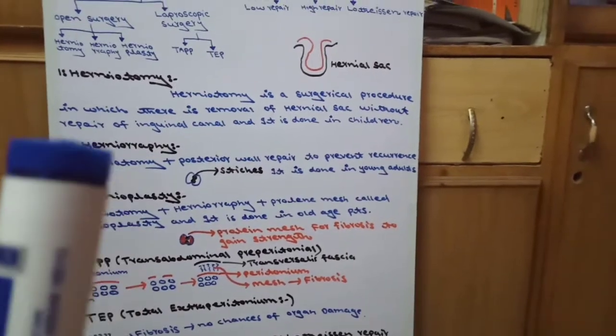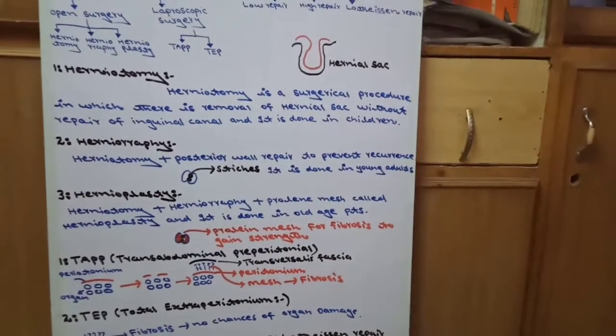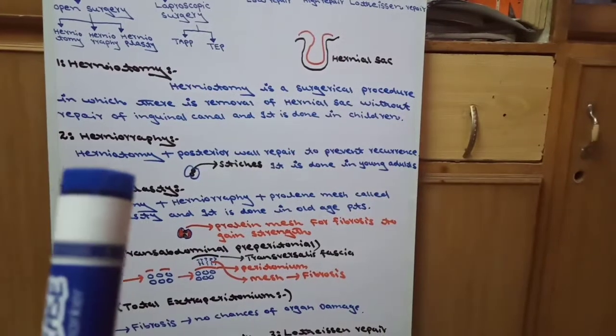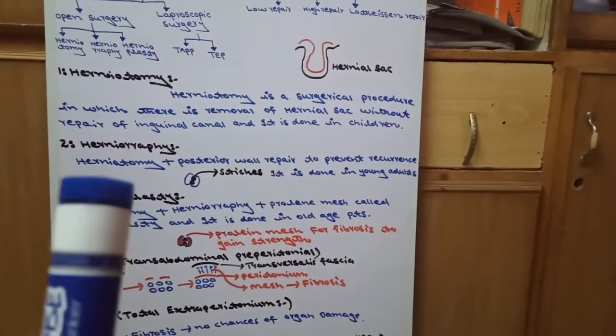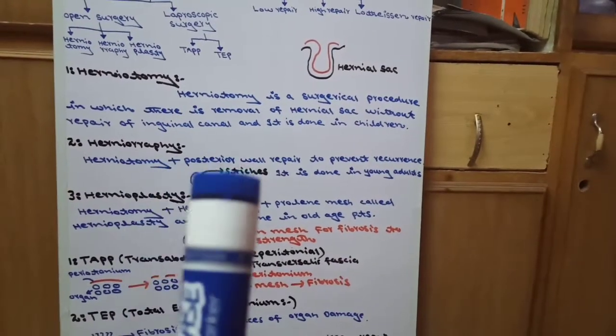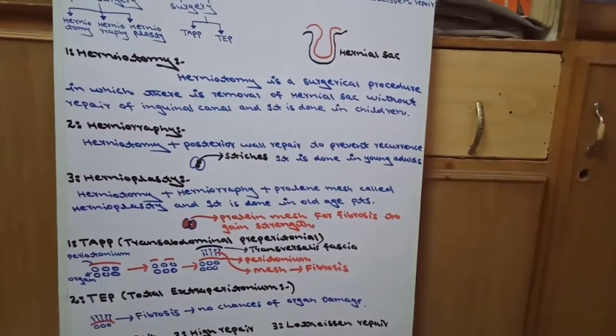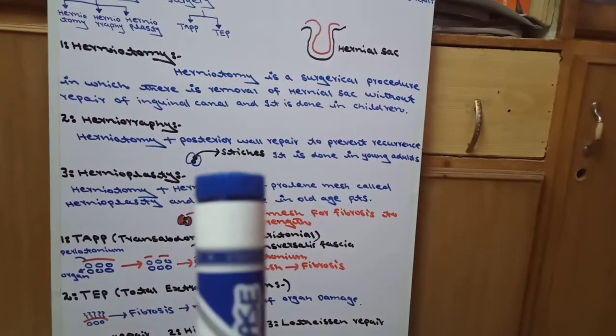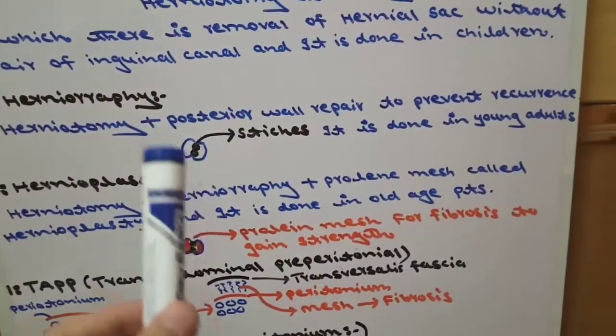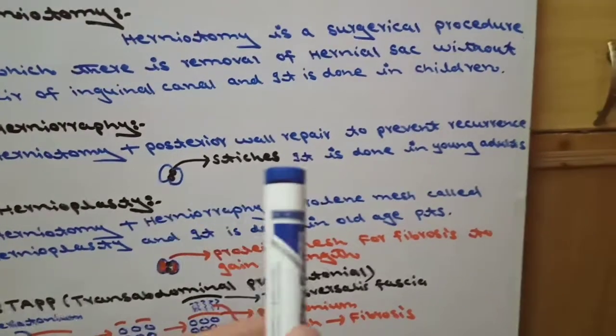In herniorrhaphy, we first do herniotomy, meaning we remove the hernial sac, then we do posterior wall repair to prevent recurrence. How do we do posterior wall repair? With stitches. It is done in young adults.